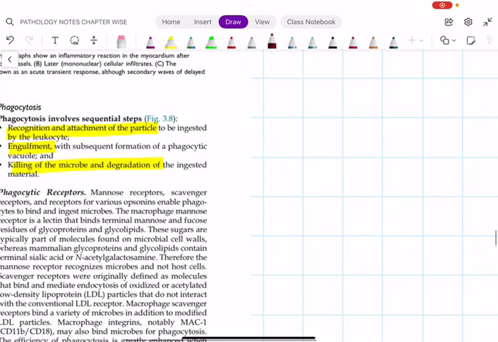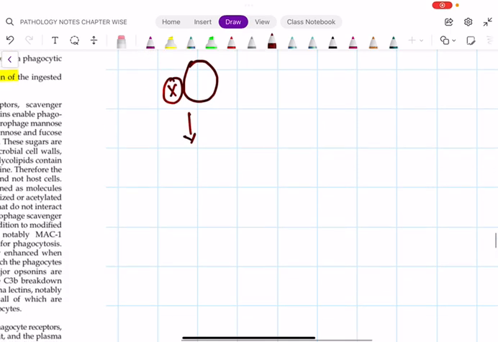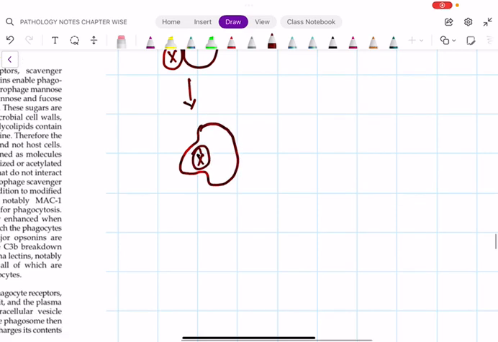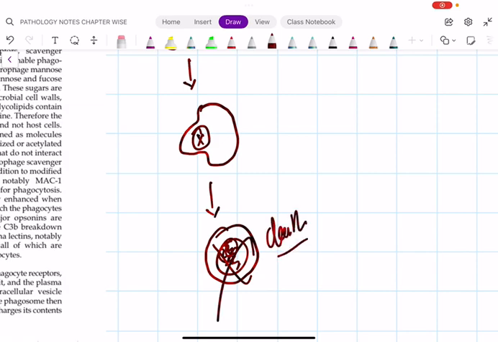I will draw a picture. Suppose this is the offending agent. This is our neutrophil. First it will go and attach like this. Then it is going to engulf like this. Now here is the microbe inside. Then finally the neutrophil will become normal, and the microbe will be completely killed. Death.